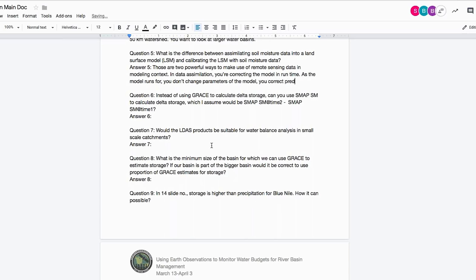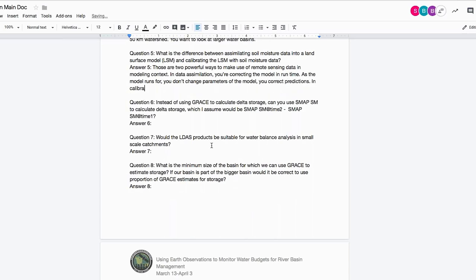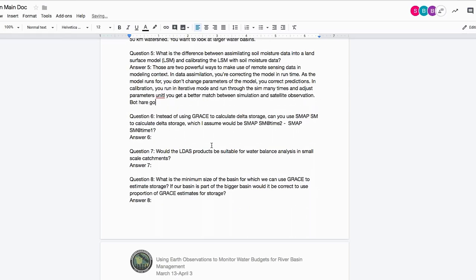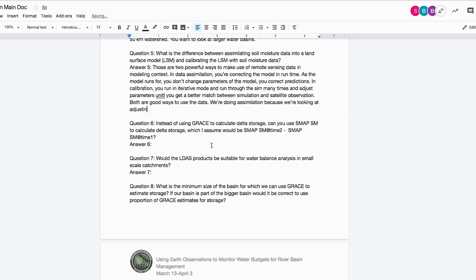Whereas in calibration, you typically run in an iterative mode. You run through a simulation many, many times and adjust the parameters until you get a better match between your simulation and the satellite soil moisture observation. So both are good ways to use remote sensing data. In our case, we are doing data assimilation simply because we've been looking at trying to adjust these runs as they go, rather than to optimize model parameters. Both approaches are quite powerful and can be applied within the frameworks that I described.